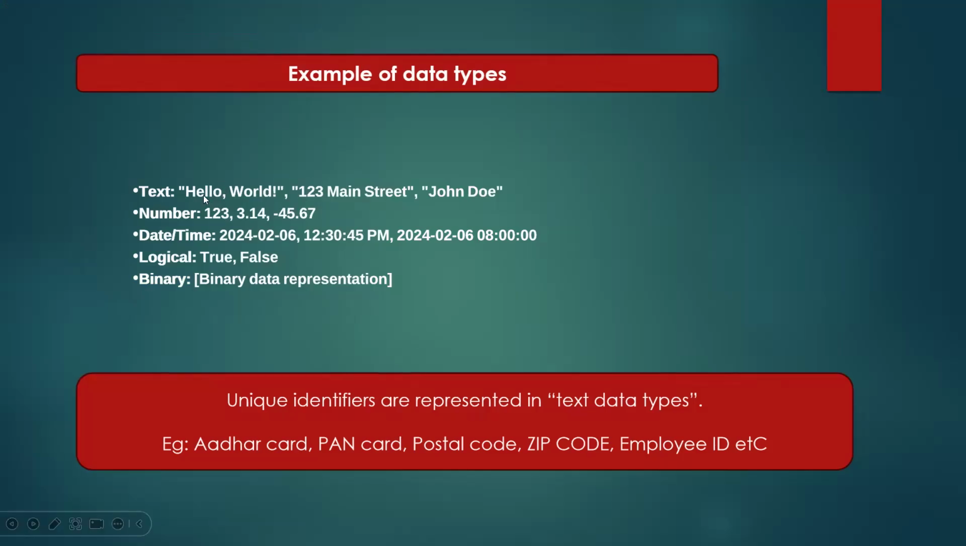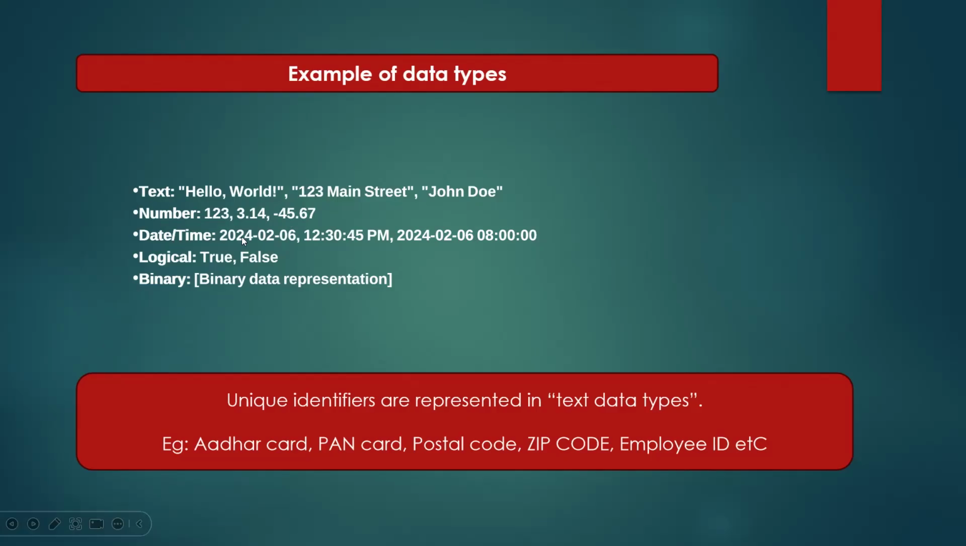See, if it is Hello World, these are text data type. 123 Main Street: 123 is a number and Main Street is text. If you have numbers and text, we call it text data type. John Doe is text, and this is called text data type. Number data type: see, 1, 2, 3, these are numbers. 3.14, minus 45.4, these are called decimal numbers, and the data type detected is number data type.